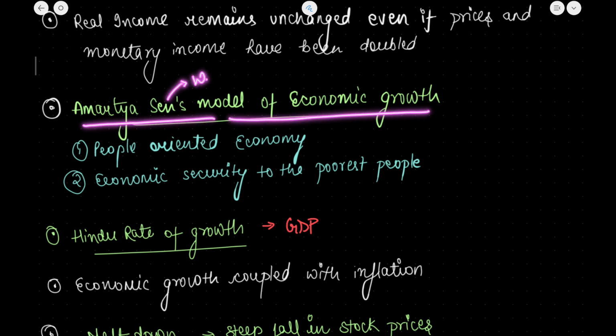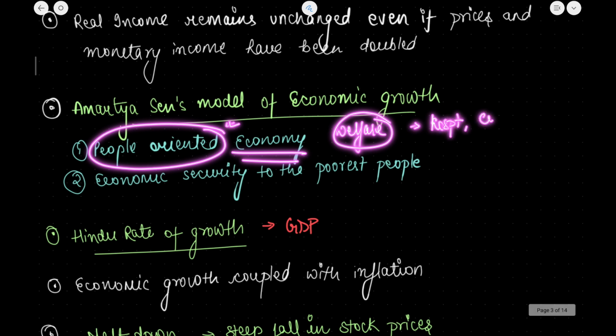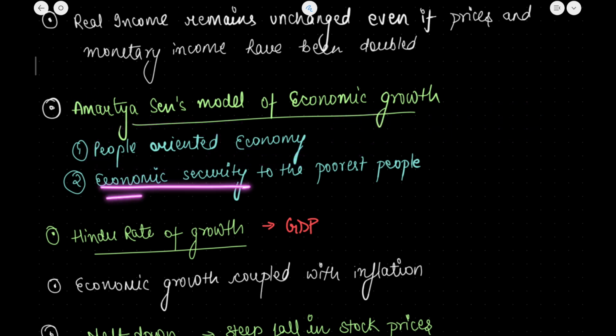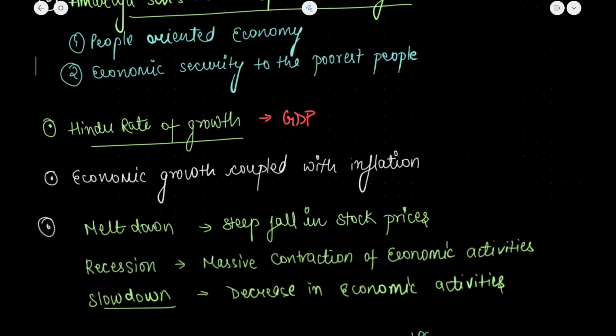Now, what is Amartya Sen's model of economic growth? It is the welfare model. This economic growth model propagates that there should be an economy which is people oriented, or that the welfare measure should be taken. It means the government should focus on establishing hospitals. The government should be concerned to open colleges and schools. The welfare approach is to be followed. Okay. Economic security is to be given to the poorest people.